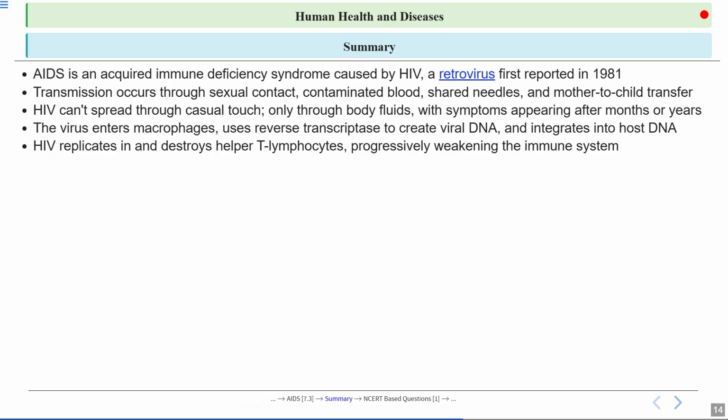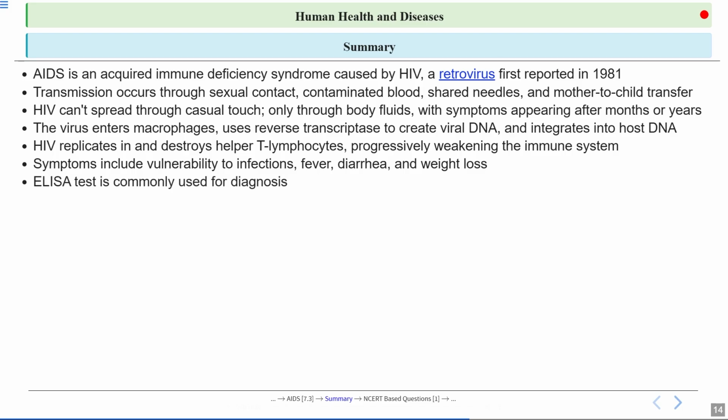Okay. After that, these viruses will infect the helper T lymphocytes, progressively weakening the immune system. So the number of T helper cells will keep on reducing. They will keep on declining, thus weakening the immune system. Now, symptoms of AIDS include vulnerability to infections, fevers, diarrhea, as well as weight loss.